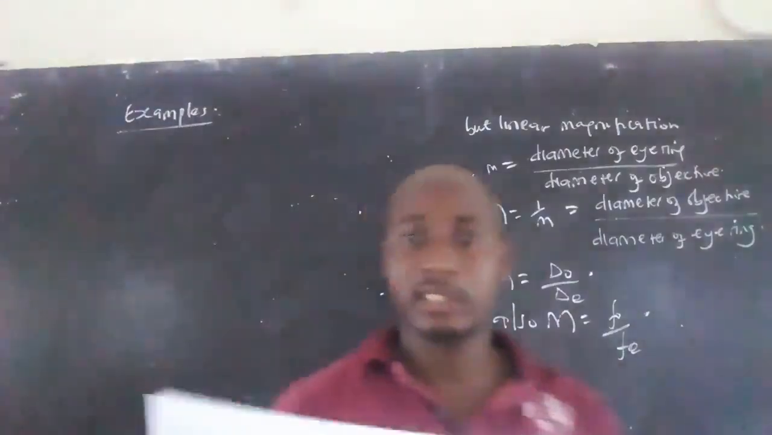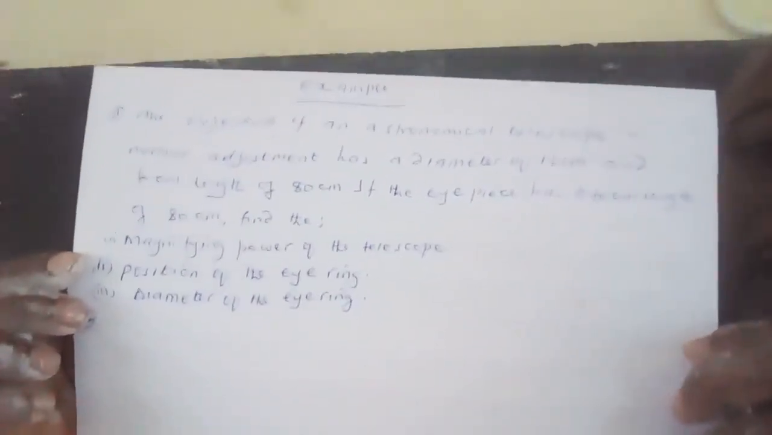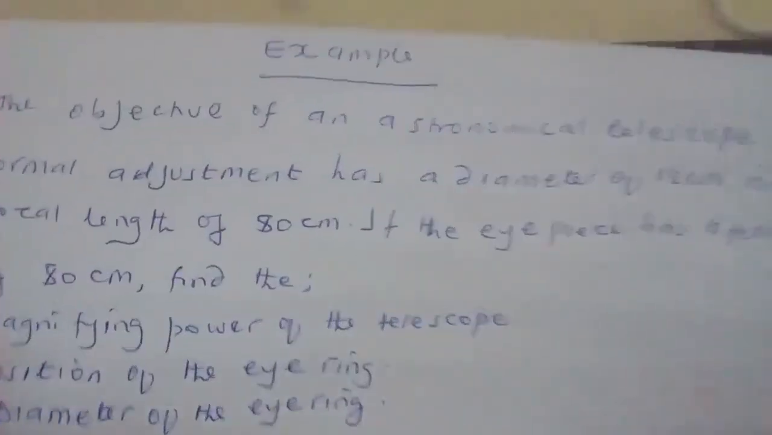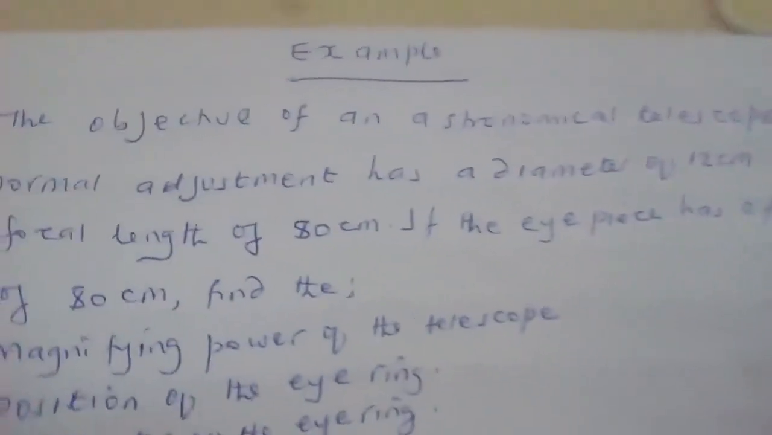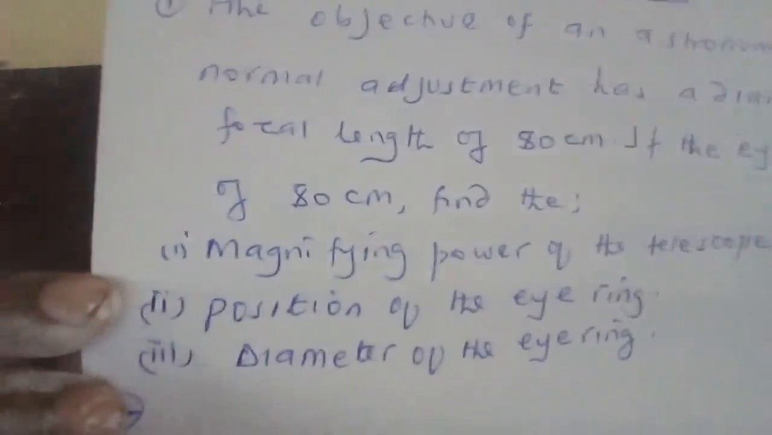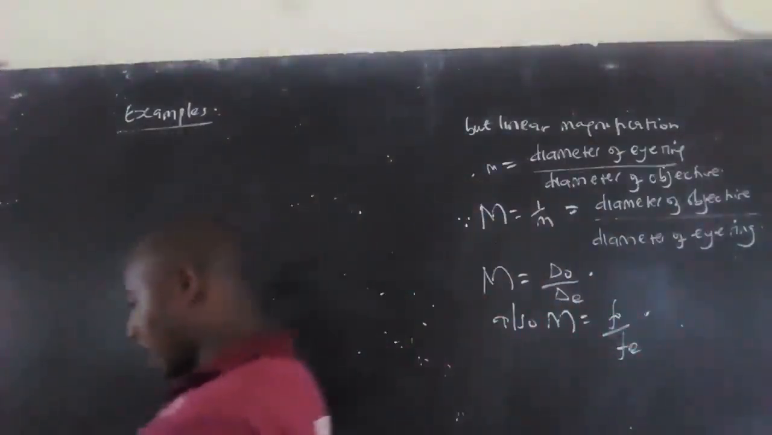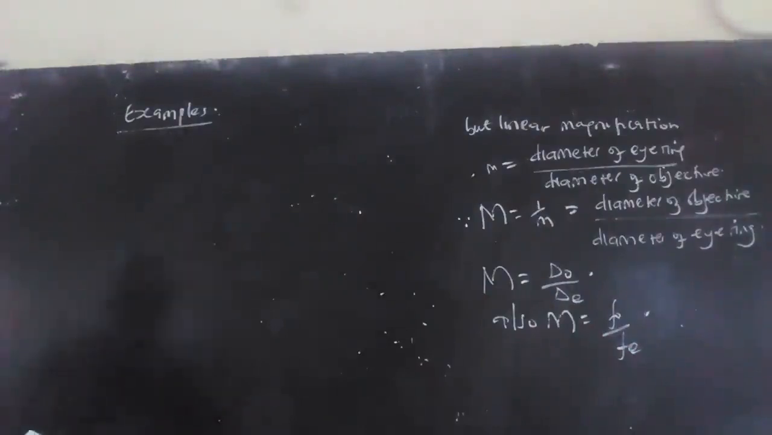We are going to use this worker here. I hope it is clear. Is it clear? So we are going to use this worker here. So what does it say? The objective of an astronomical telescope in normal adjustment.